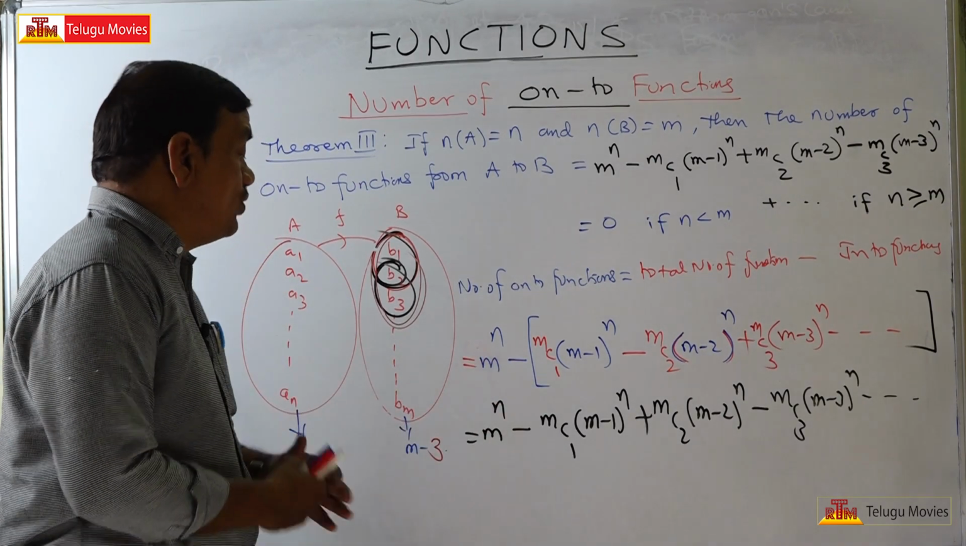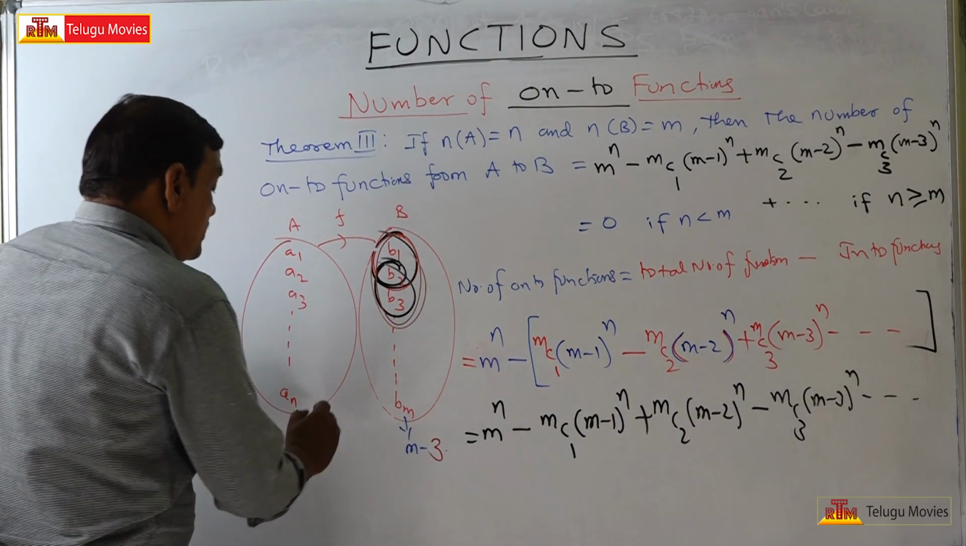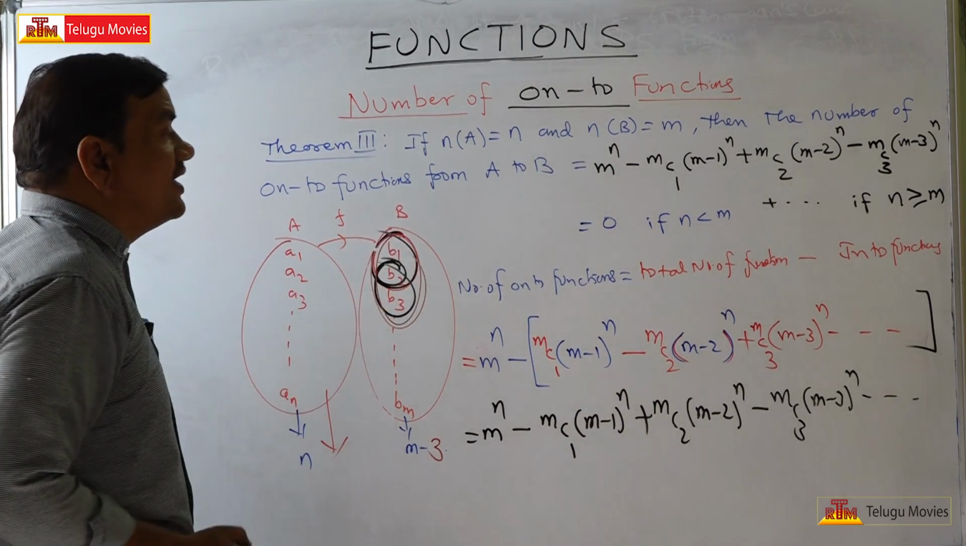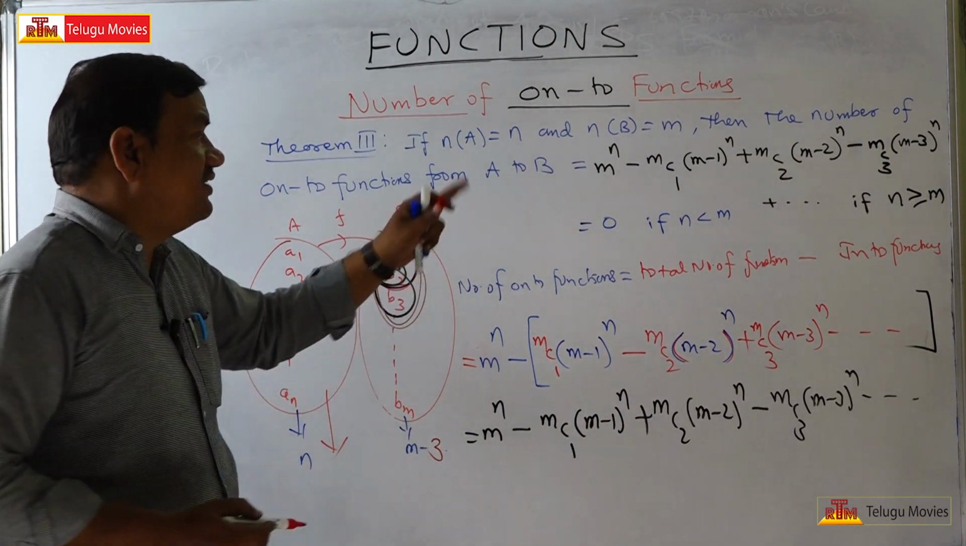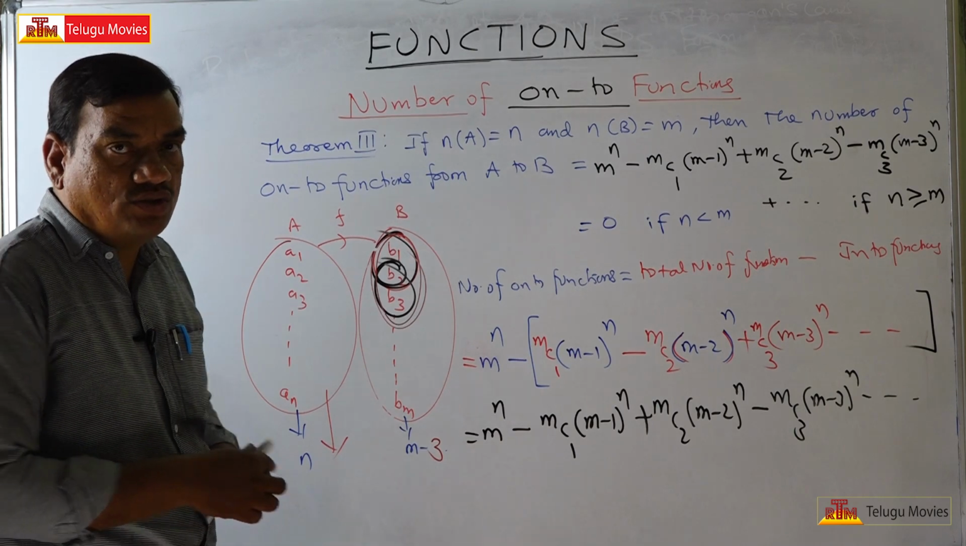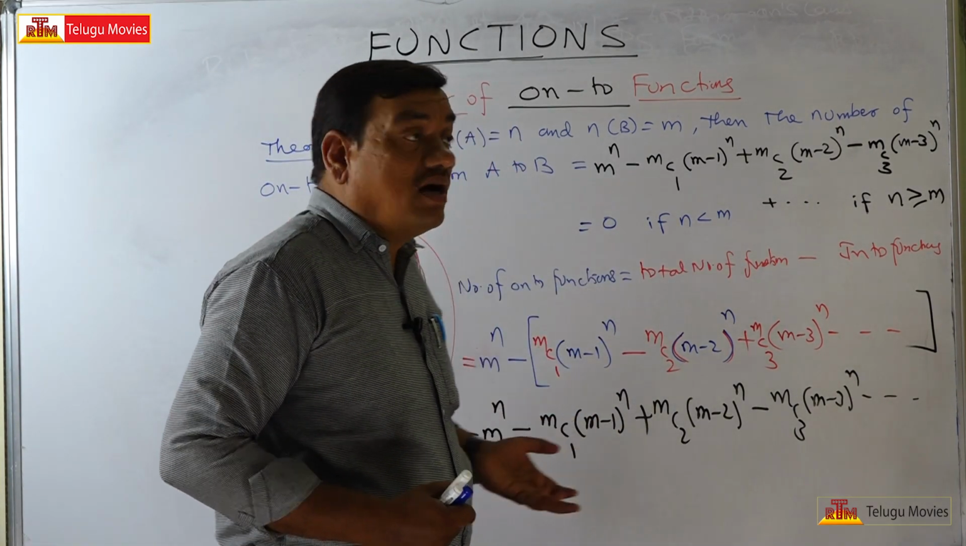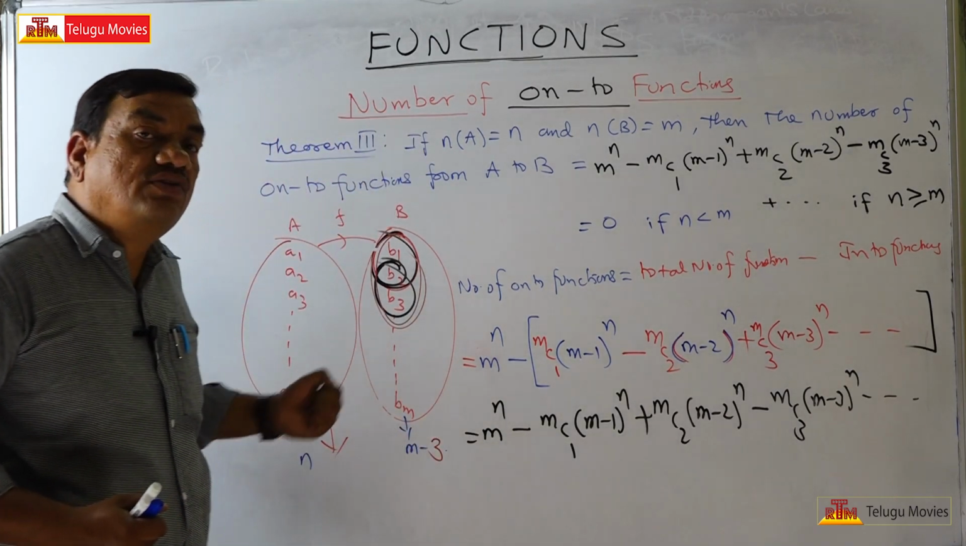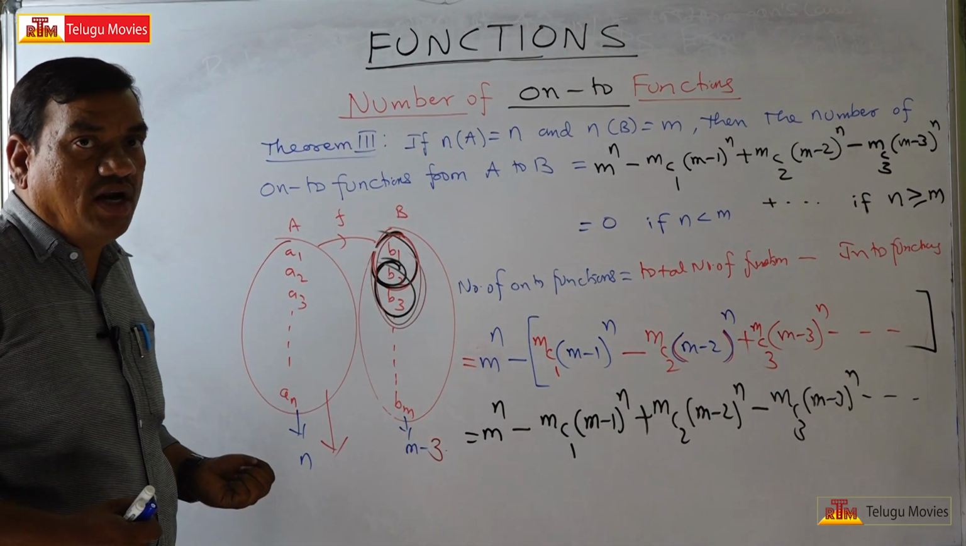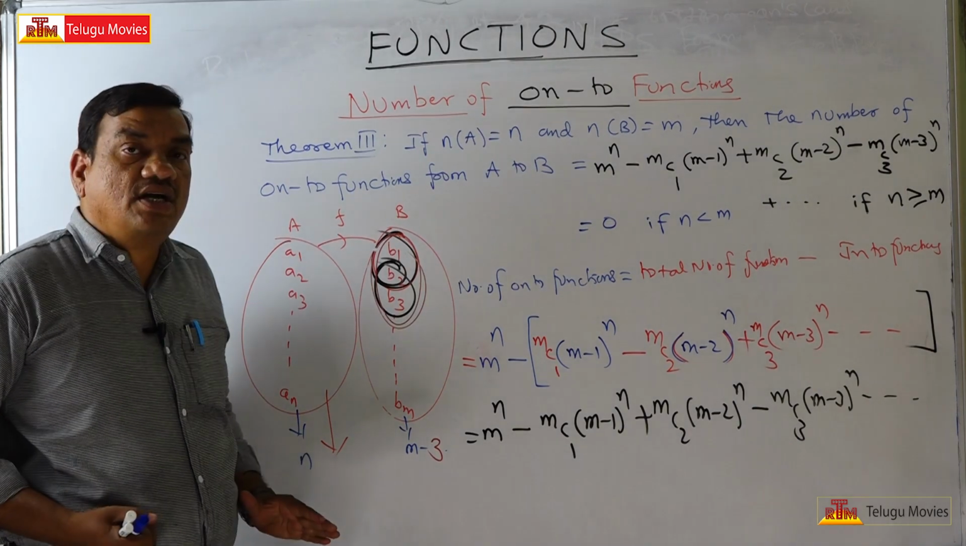We can come to know that, for example, if n is less than m, then the number of onto functions becomes 0. That I will show as the second part of this, in a small example. Understand this? I hope that you understand this proof.